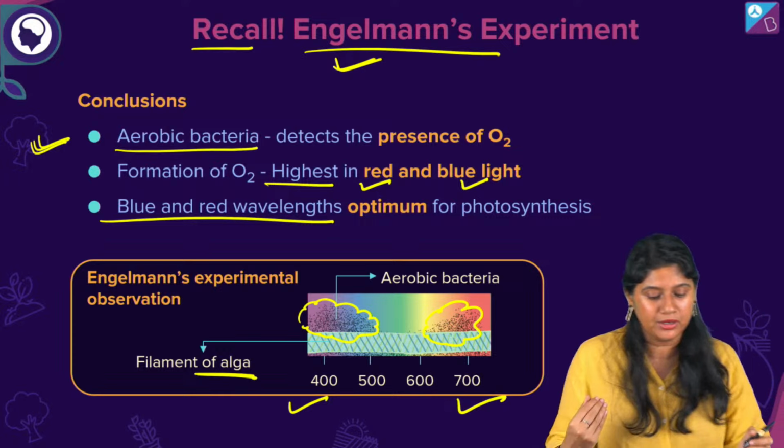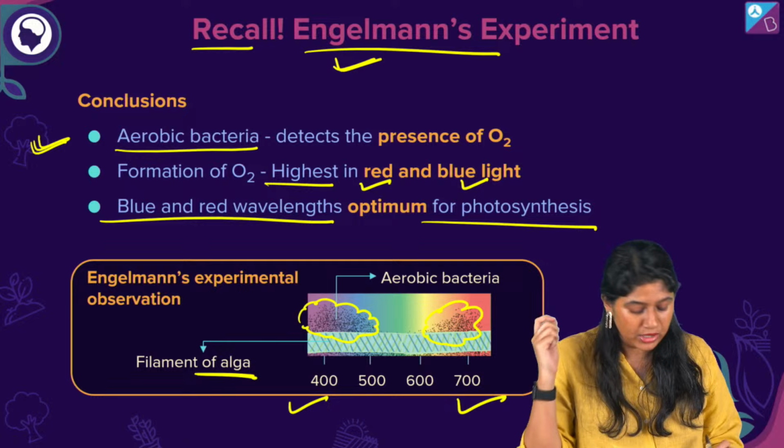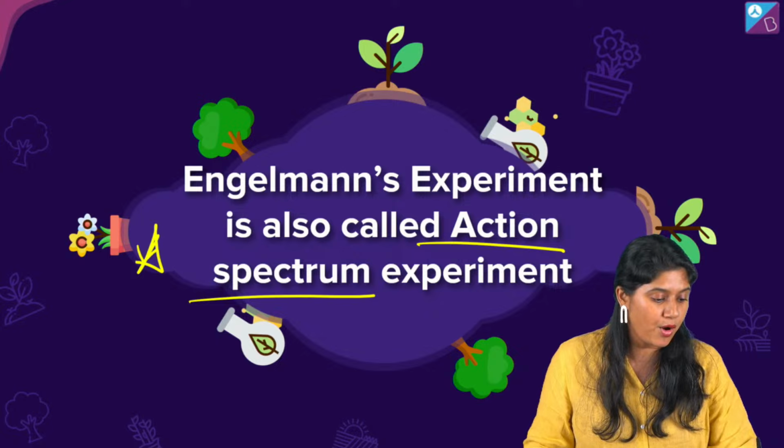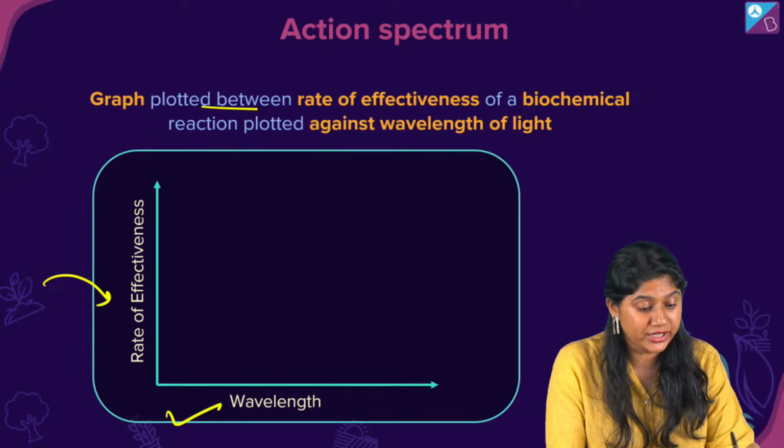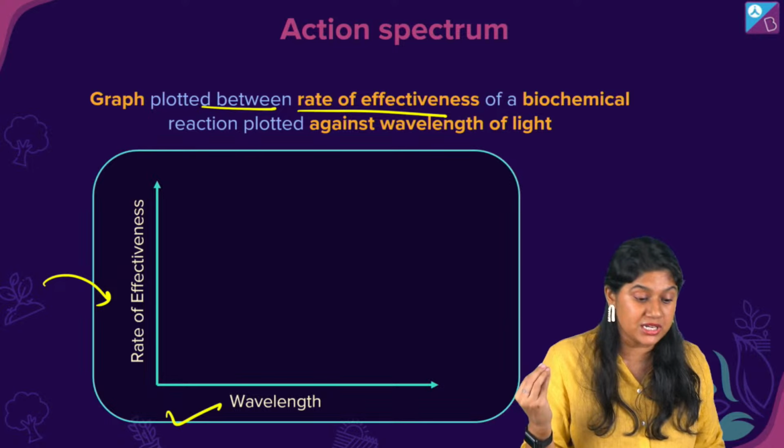Based upon these studies, he made the action spectrum. Again, very important, everyone. What is this? We have the rate of effectiveness and the wavelength. Basically, a graph was plotted between the effectiveness of the biochemical reaction and the wavelength of the light.